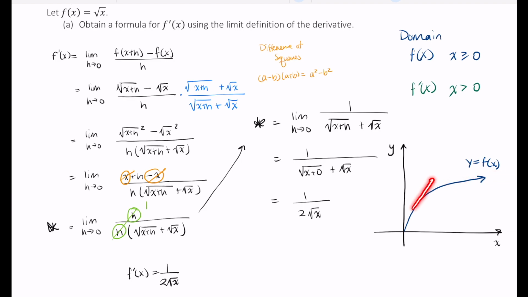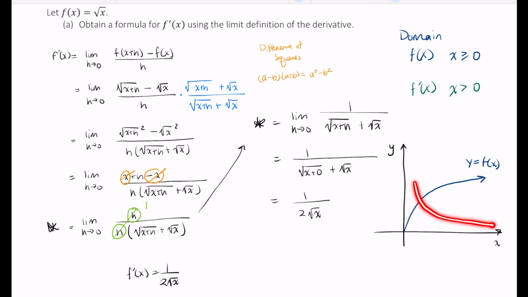So that tells me this very steep line has to be a very high value for the derivative, and this less steep line has to be a low value. So my derivative function is going to look something like that. So I know the derivative function will look something like this.